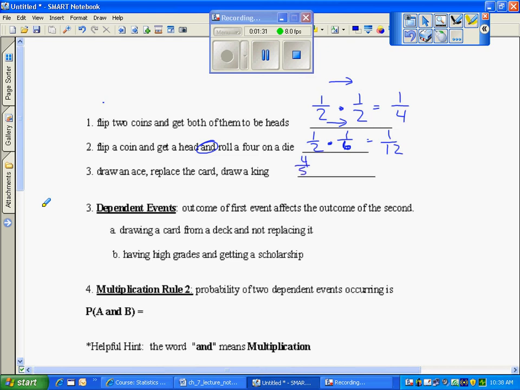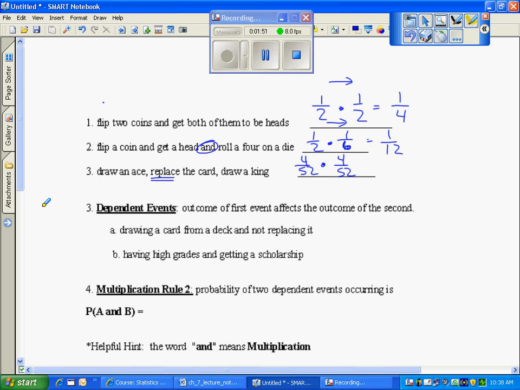4 out of the 52 cards are aces. Replace the card and draw a king. Notice I did not need to worry about them being dependent. They were independent because I replaced the card. My second card came from all 52.